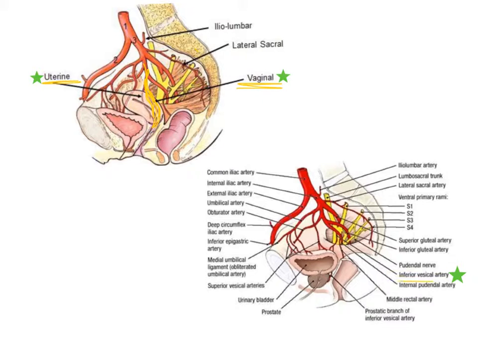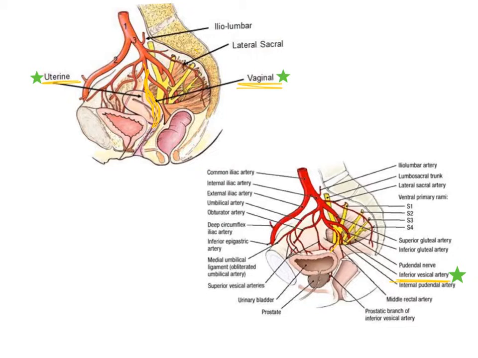Lastly, we're going to talk about the inferior vesical artery, which is shown right here. In comparison to the superior vesical artery, it's just going to be more inferior. It's going to be more towards the neck of the bladder. It's supplying the neck of the bladder, the prostate, and the seminal gland.